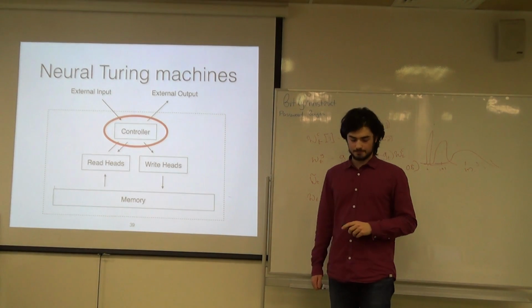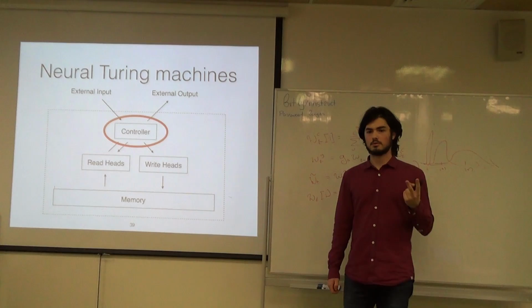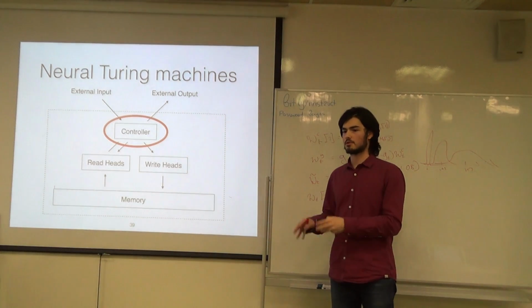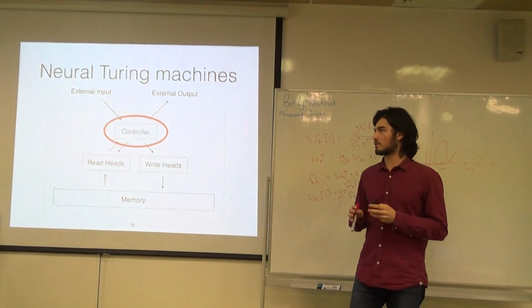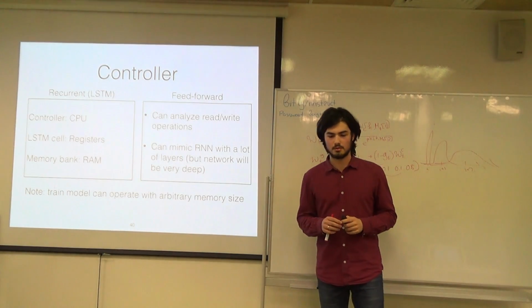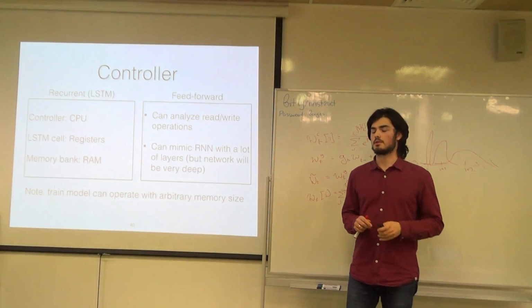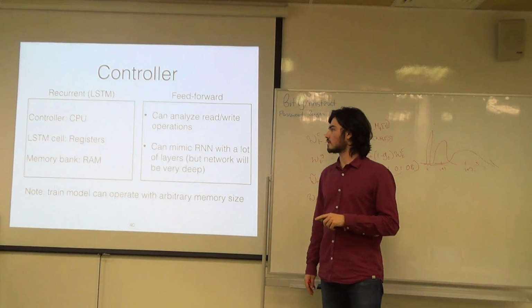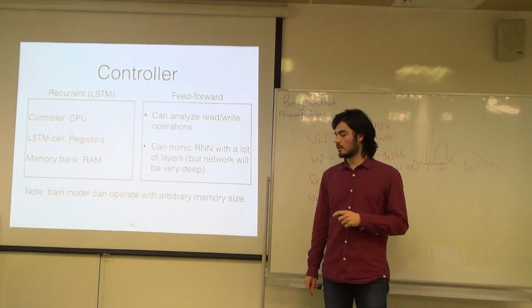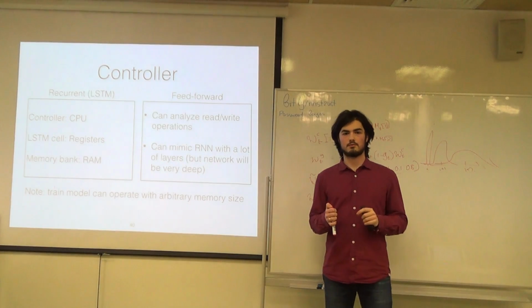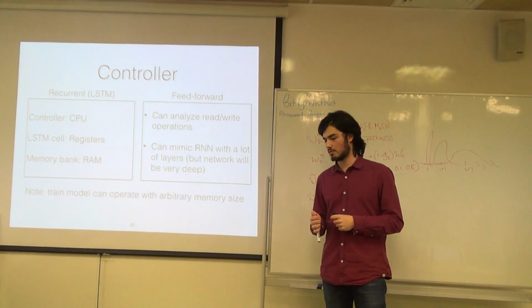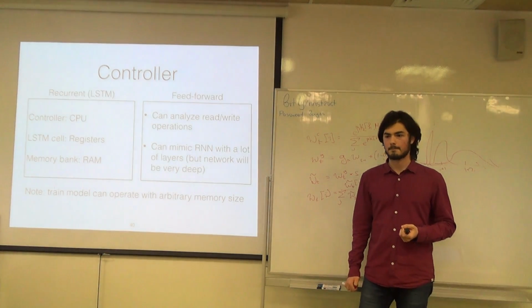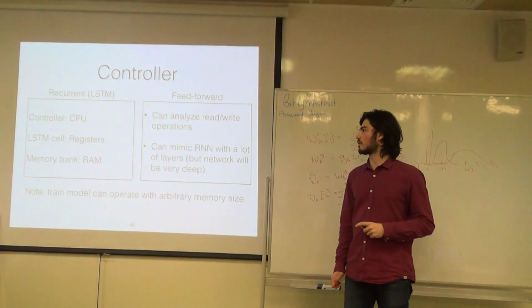Now let's talk about the controller. There are actually two main approaches to implement a controller: the feed-forward controller and the recurrent controller. If we consider a recurrent controller, then we have a good resemblance with personal computers. So the controller is the central processing unit. The memory inside the LSTM is some kind of registers, which can be used for some intermediate computations. And the memory bank is random access memory. So this is the recurrent controller.